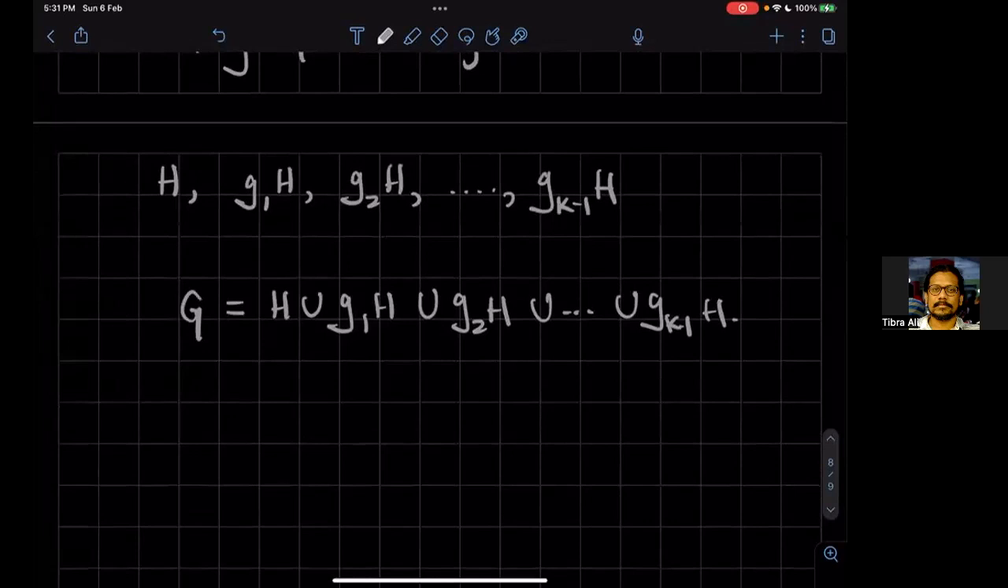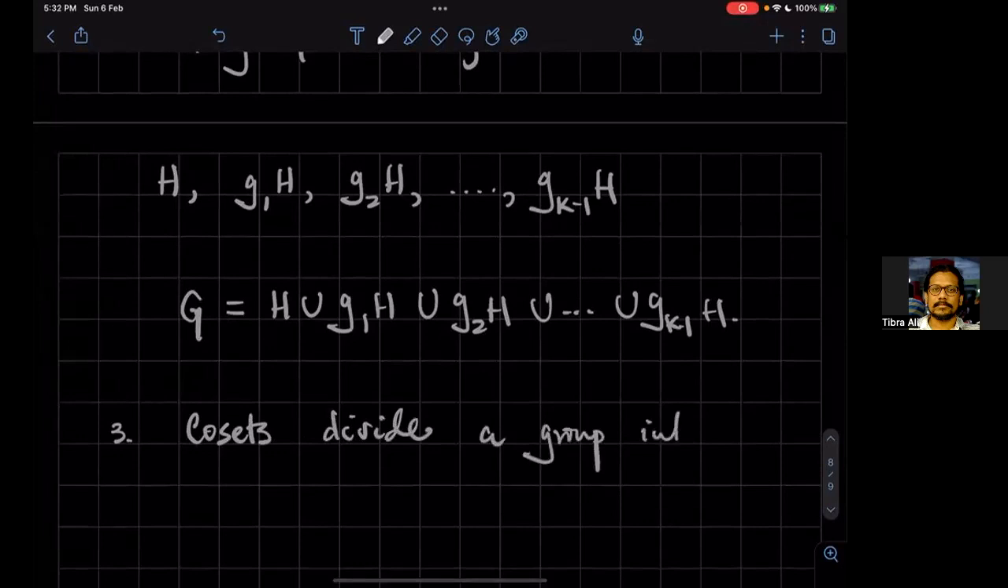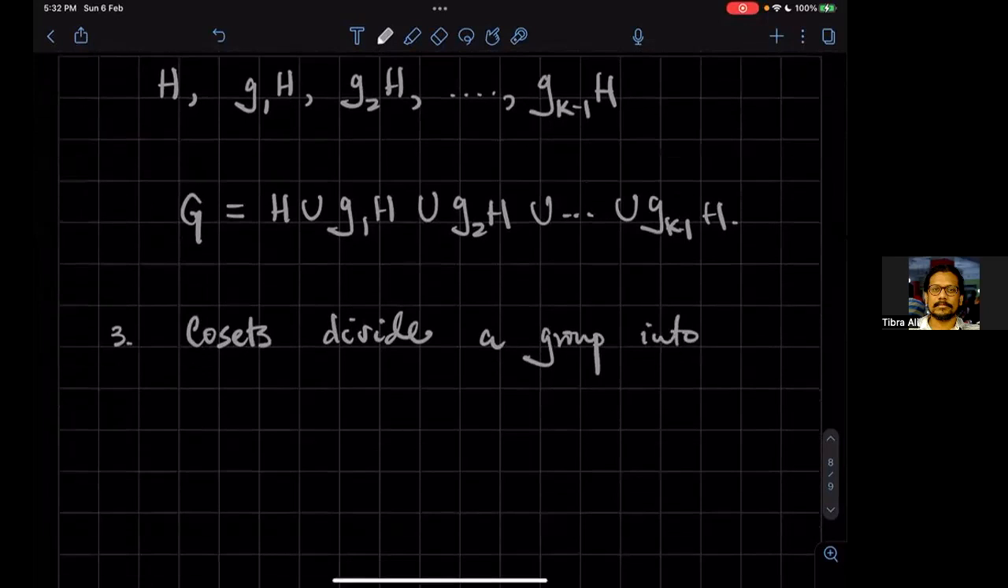And this is related to the next fact. The next fact is that cosets divide a group into equivalence classes. Okay.